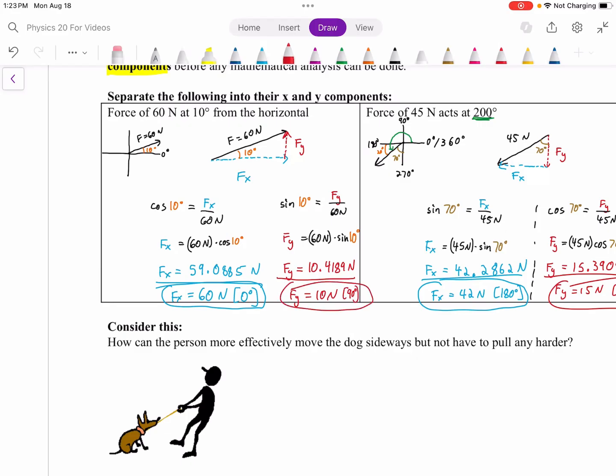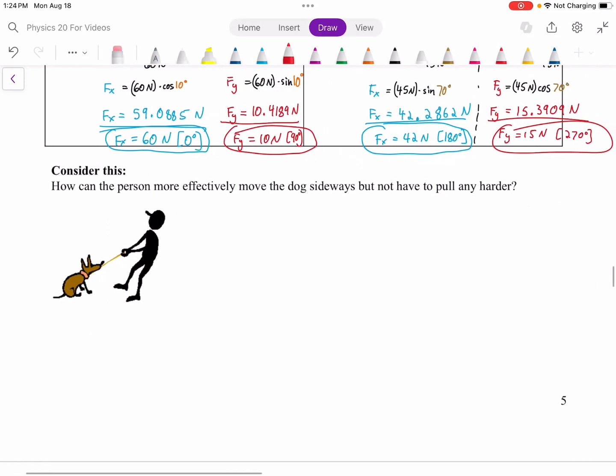Okay, so let's think about this here. How could this person more effectively move the dog sideways, but not have to pull any harder? So what do you think? Pause the video, think about that for a sec, right? If they can't pull any harder, it means their force, the force itself, is kind of locked in, right? We don't want to make it any bigger. So how can we make it so that we more effectively move them sideways?